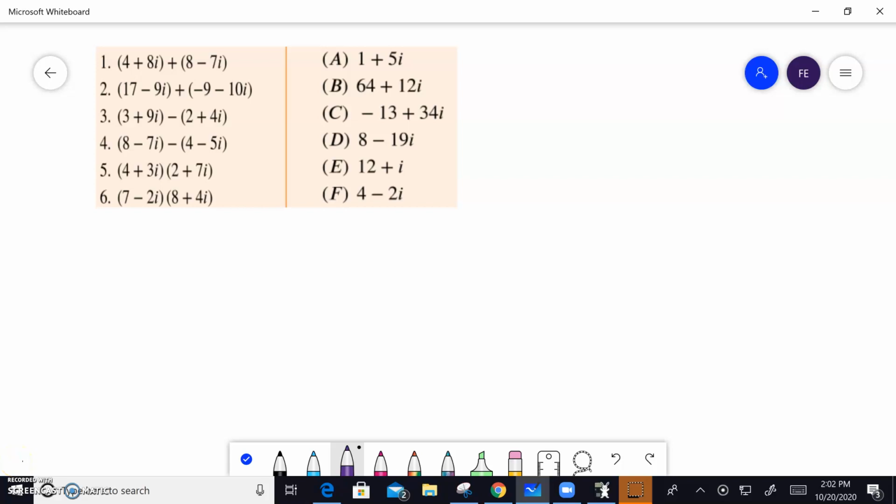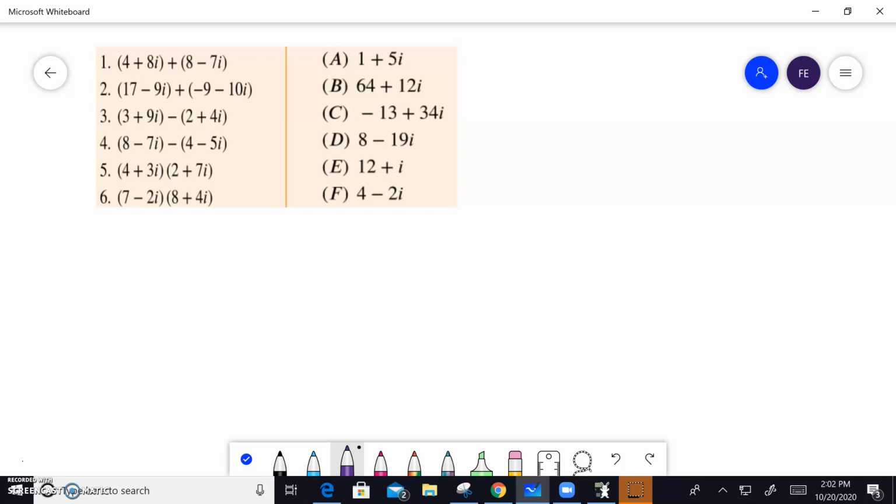Okay guys, I'm going to go over your operations of complex numbers: adding, subtracting, and multiplying them. These are the questions from this test review, number 1 through 6. I'm going to do each of them kind of quickly, but remember you can pause and go back if you need to. So starting out with number 1 and 2, they are adding.